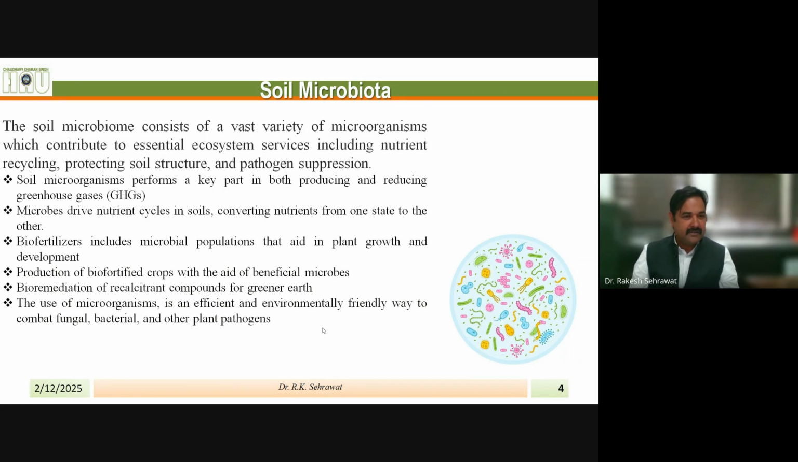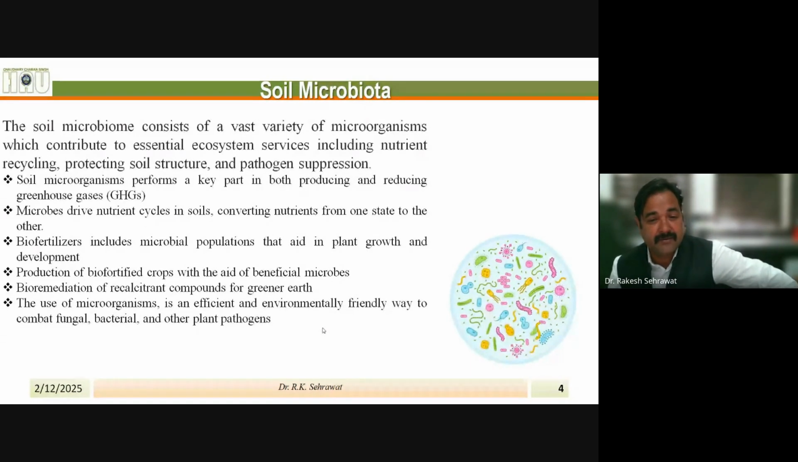They drive the nutrient cycle, and they help in plant growth and development. They are also being explored for the biofortification of crops with the help of beneficial microorganisms. At the same time, recalcitrant compounds are remediated using the microbes.